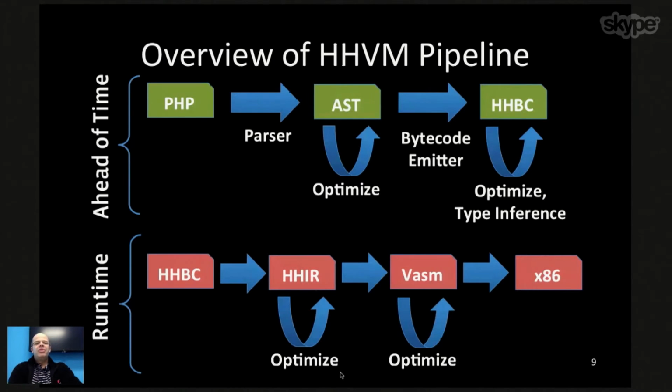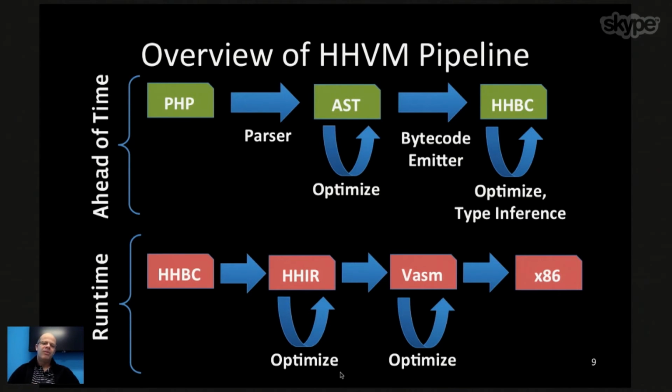Now I'm going to switch to give an overview of the compilation pipeline inside HHVM, just to give you an idea of what's going on there. We start with PHP code and go all the way to machine code, x86 code. And there are 2 separate components here. There's one component that is ahead-of-time compilation that we do.